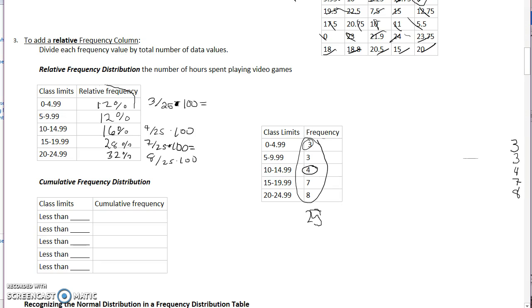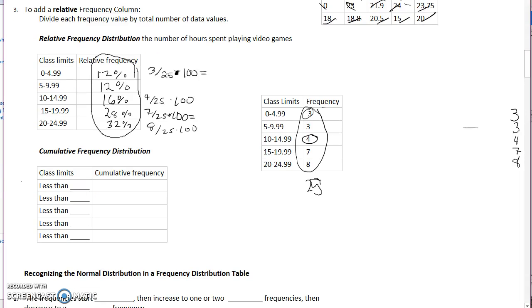One thing you can always do to check is add these up. They should add up to 100%. If you rounded, it might be slightly over or slightly under, but it should be pretty darn close to 100%. All right, the next one doesn't show up too much, but it is called a cumulative frequency distribution. You'll see why in a second.